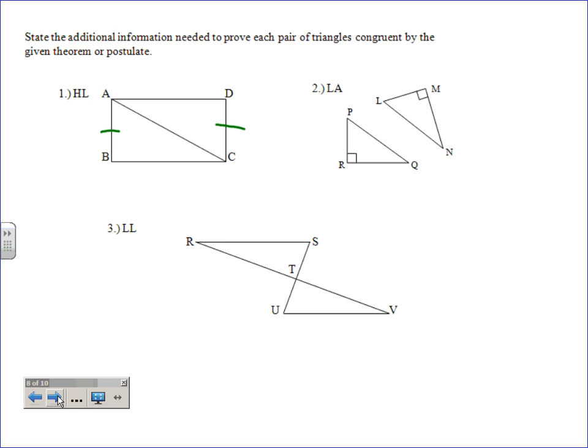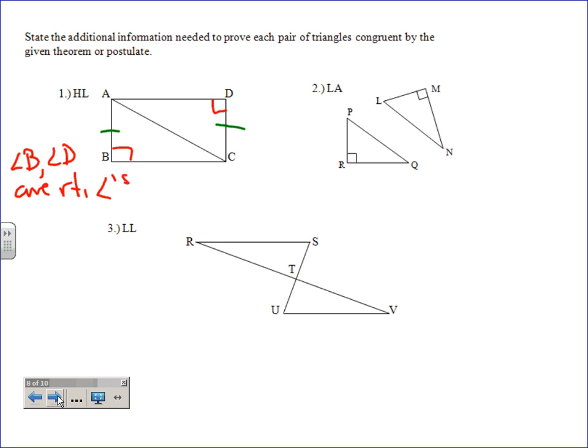Does anybody believe they know the answer to this trick question? Yes. Yeah. Can we even use hypotenuse leg if we don't know it's a right triangle? No. So do we need to know that? Do I need to know that that and that are right angles? We do. There you go. There's the trick. Angle B, angle D are right angles. Is that all we need to know to use hypotenuse leg? Is that the only additional information I need?